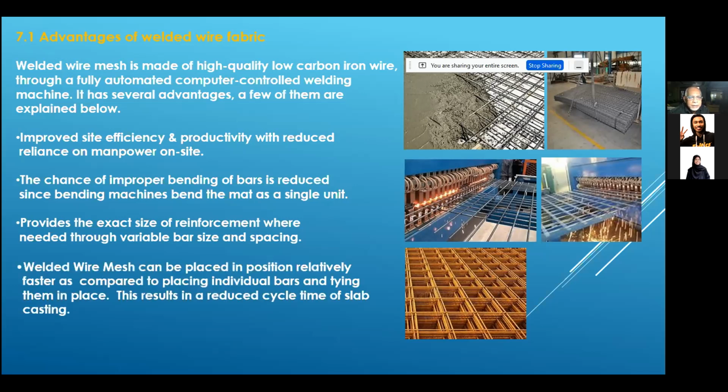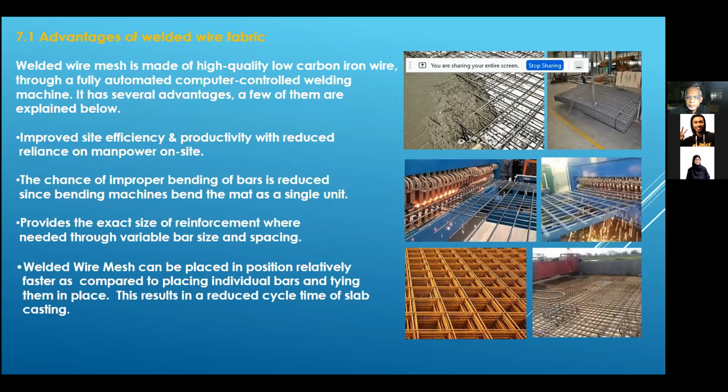Okay, welded wire mesh can be placed in position relatively faster as compared to placing individual bars and tying them in place. The result is reduced cycle time of slab casting. Yes, time is already very critical in construction. So whatever they can save, the best solution is using this welded wire fabric. Then it reduces construction cost due to enhanced speed of construction. Of course, when you reduce the construction time, you save a lot of cost, especially on your overhead.